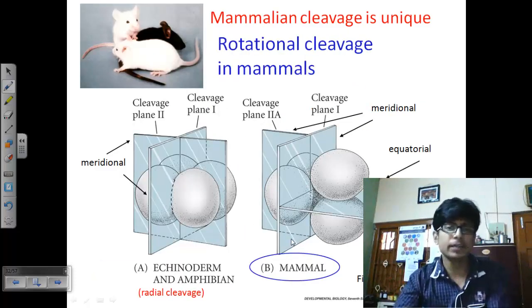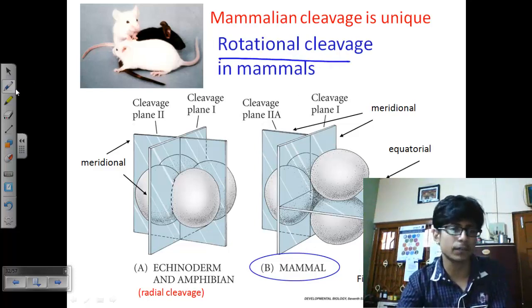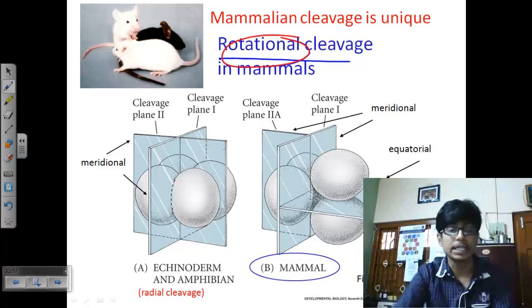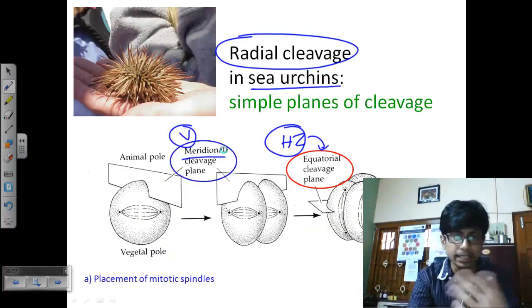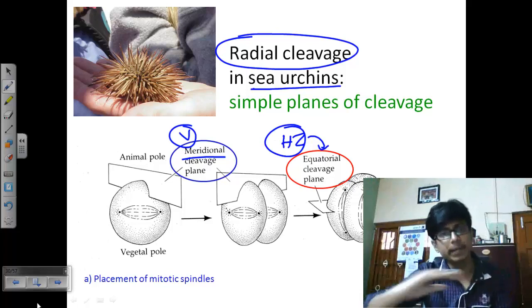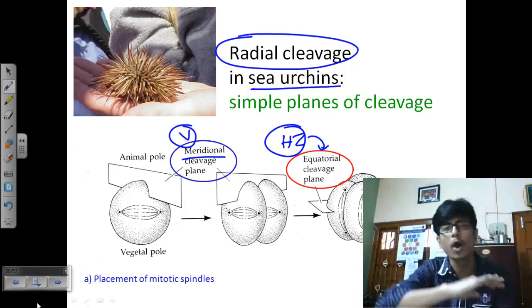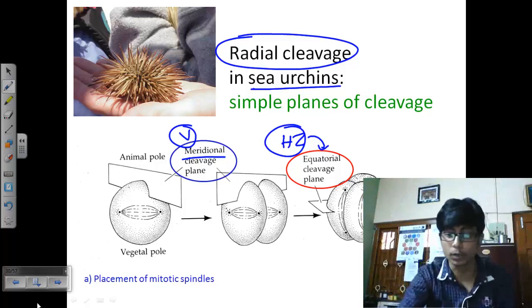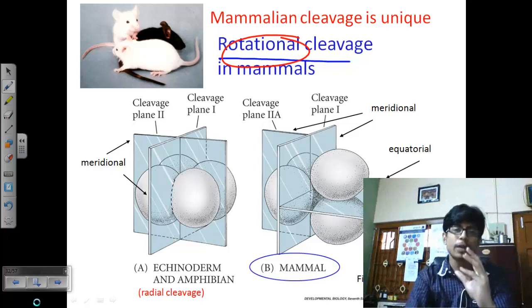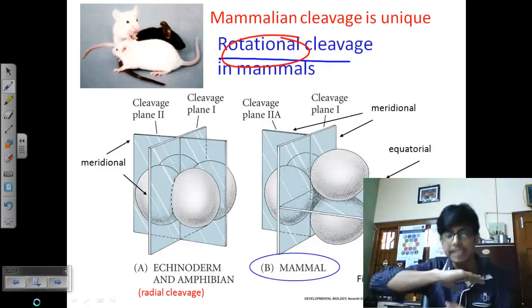And in mammalian cleavage, we have seen before that mammalian cleavage is unique. Why? Because it relies on the rotational method of cleavage. What is rotational cleavage? Rotational cleavage means it changes the plane of cleavage. You know, radial cleavage that we see does not change the plane of cleavage. The plane of cleavage remains stagnant, either meridional or equatorial, or a combination of the two. But rotational cleavage occurs while the cleavage plane changes every time.